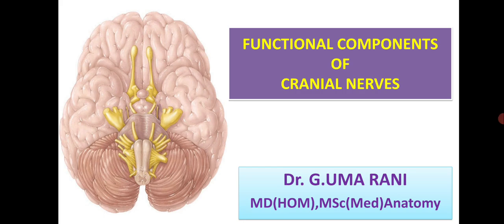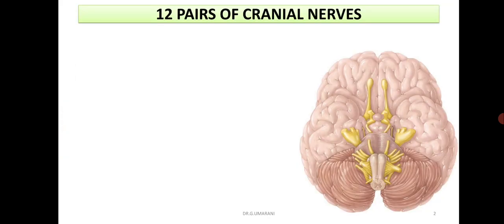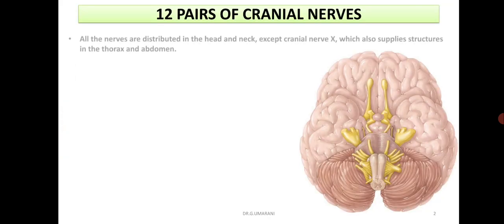In this video, I am going to explain how to remember the names of the cranial nerves and the functional components of the cranial nerves. There are 12 pairs of cranial nerves present in the brain. All are distributed in the head and neck region, but the 10th, the vagus nerve, along with that, also supplies structures in the thorax and abdomen region.